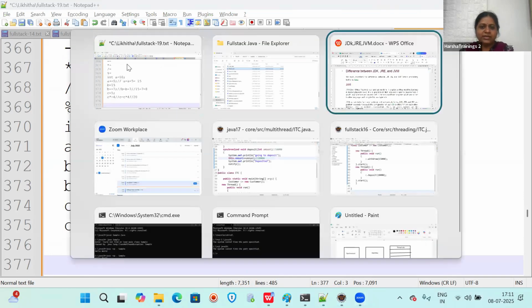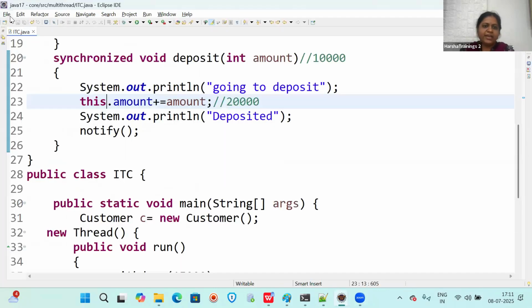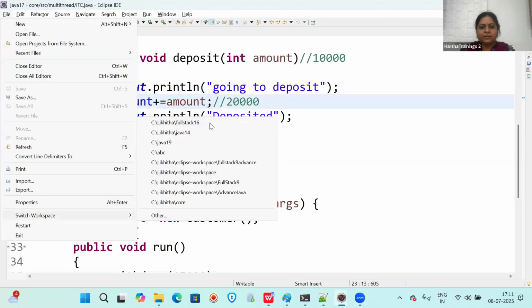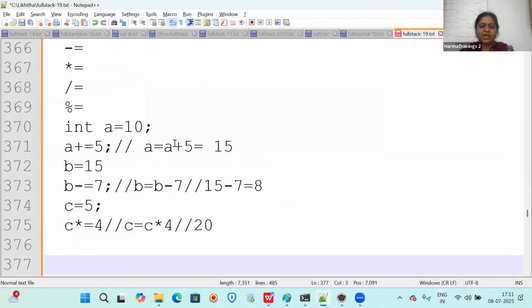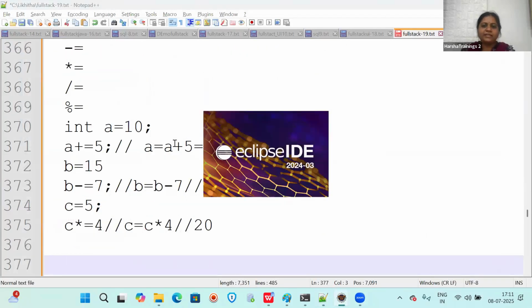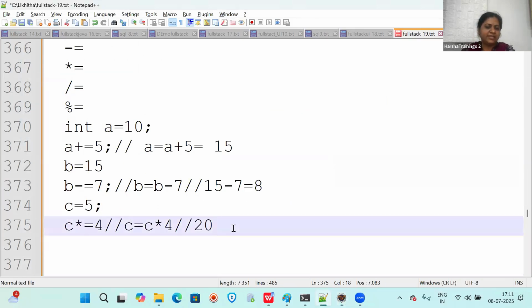Let us go to Eclipse. We have created our Eclipse folder as Java 19. So I'm opening that workspace, the Java 19 workspace, and I will write the same example that we discussed here.